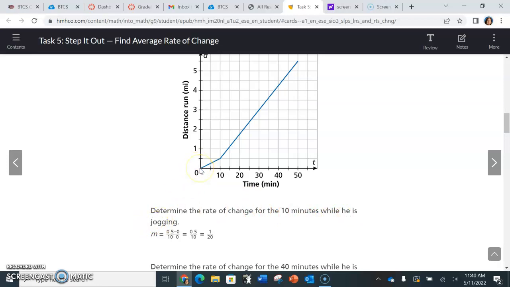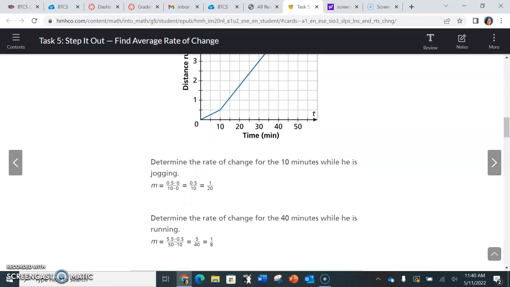So you've got 0, 0 as a point, and you've got 10, and if this is 1, this would be 0.5. So you can use those 2 points as your y2 minus y1 over x2 minus x1 to find your slope. When you do that, you get 1 over 20. So the slope of the first segment of his run, the first 10 minutes of his run, his average rate of change or speed would be 1 over 20.